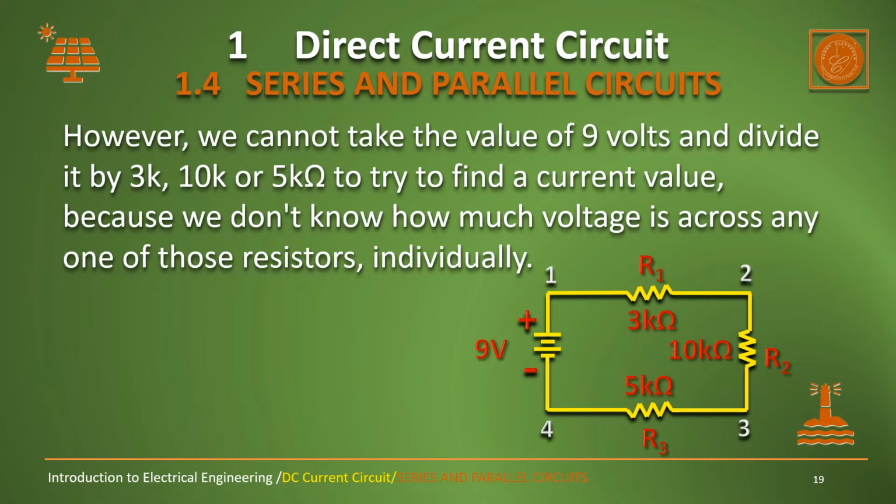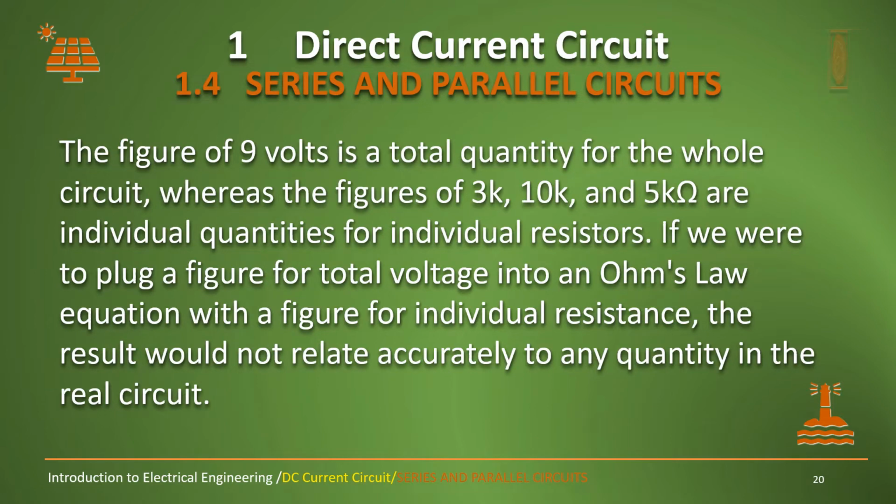However, we cannot take the value of 9 volts and divide it by 3K, 10K, or 5K ohms to try to find a current value, because we don't know how much voltage is across any one of those resistors individually. The figure of 9 volts is the total quantity for the whole circuit, whereas the figures of 3K, 10K, and 5 kilo ohms are individual quantities for individual resistors.